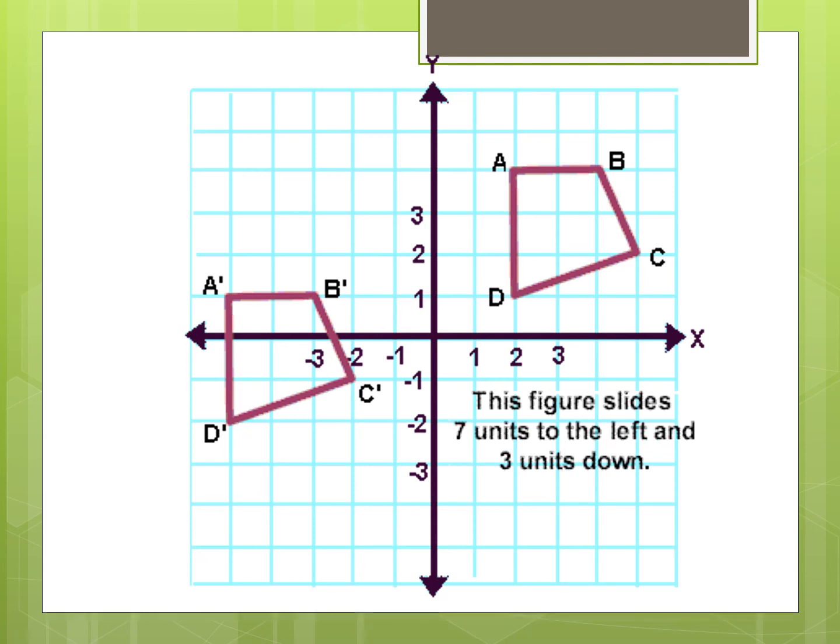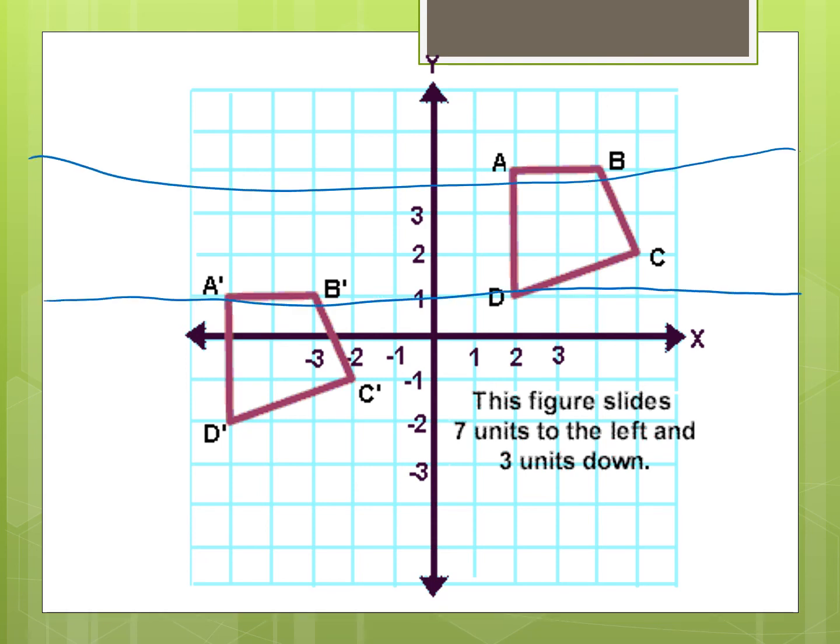And then parallelism. So let's look here. If I extend A prime, B prime, and extend AB, they don't cross. Let's do B prime, C prime. If I extend B prime, C prime, and BC, they also don't cross. They are parallel. So a translation does preserve parallelism.